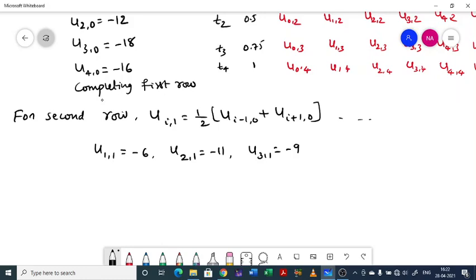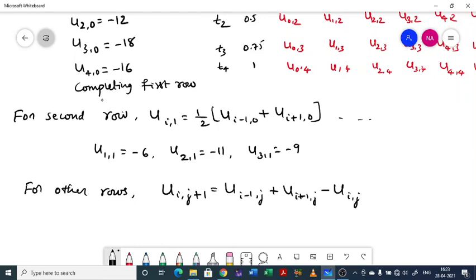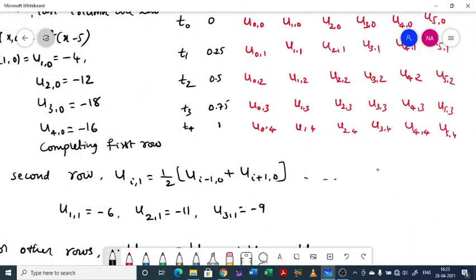The third row and fourth row can be computed. For other rows you can use the relation u i, j plus 1 equal to u i minus 1, j plus u i plus 1, j minus u i, j minus 1. So this can be used to compute other values. So here I'll write the values right now.